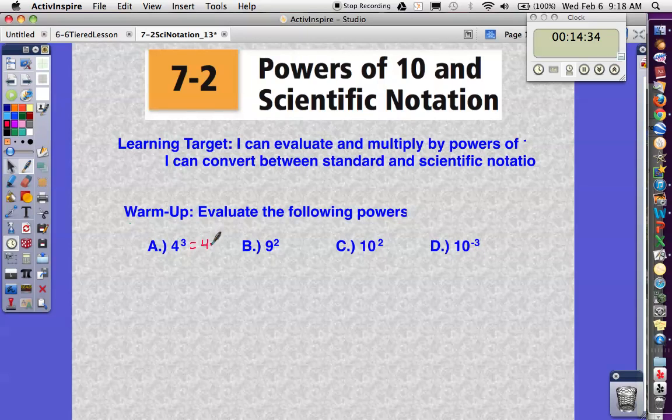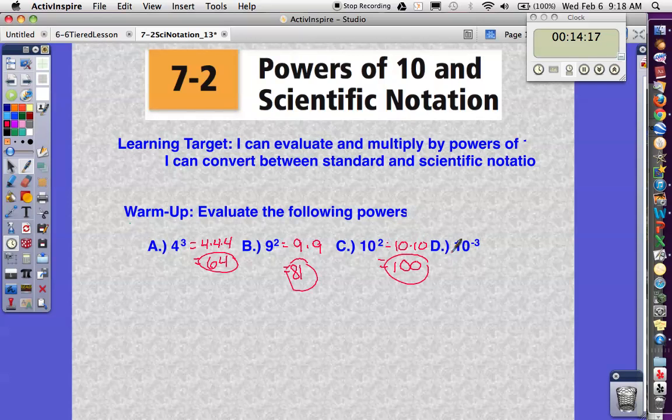All right, so on the first one, we know that 4 cubed is 4 times 4 times 4, which is going to give me 64. On the second one, we know 9 squared. That means we have 9 times 9. The exponent tells you how many times you are multiplying it out. We get 81. On the next one, we have 10 times 10, which gives me 100.